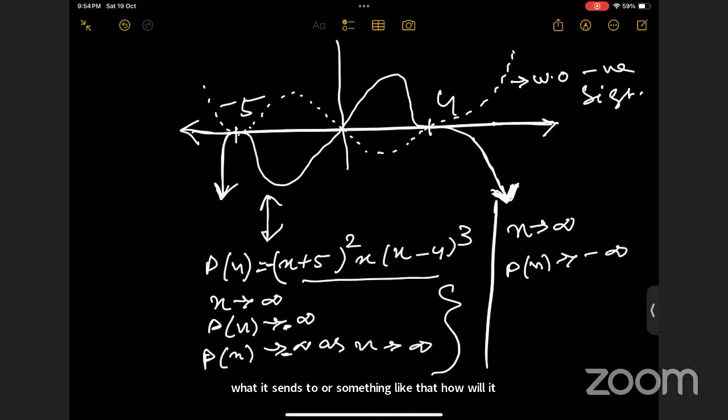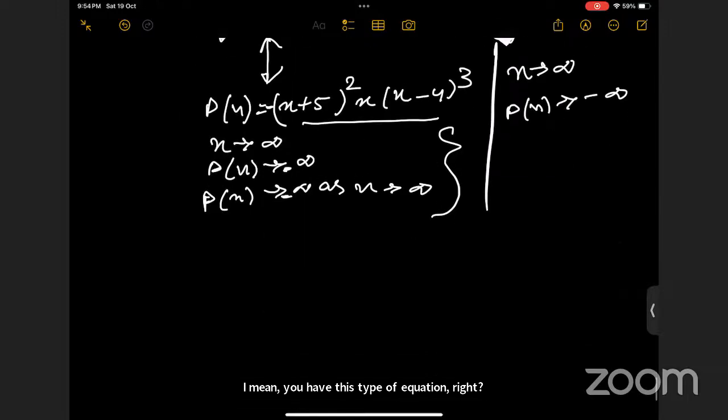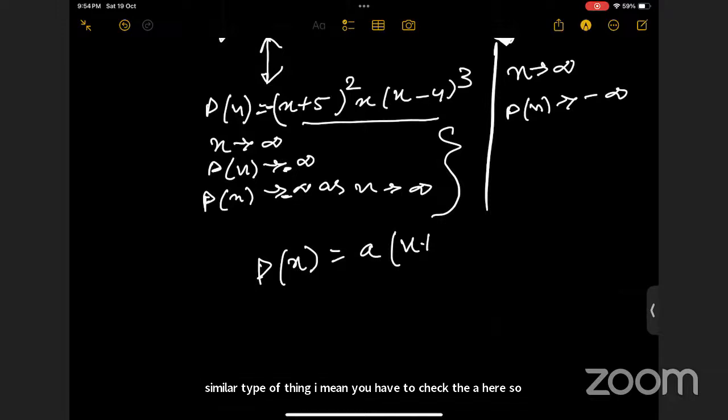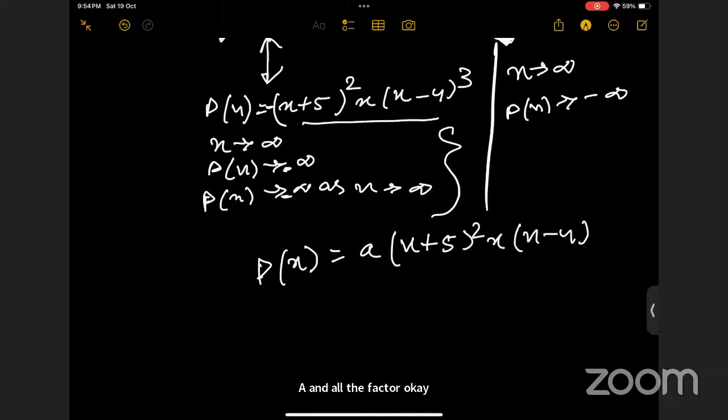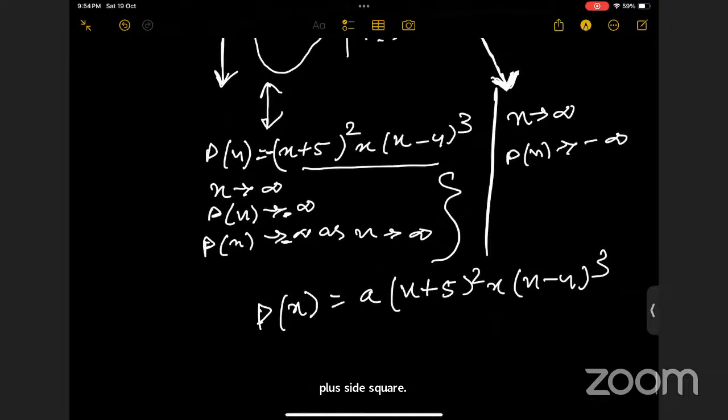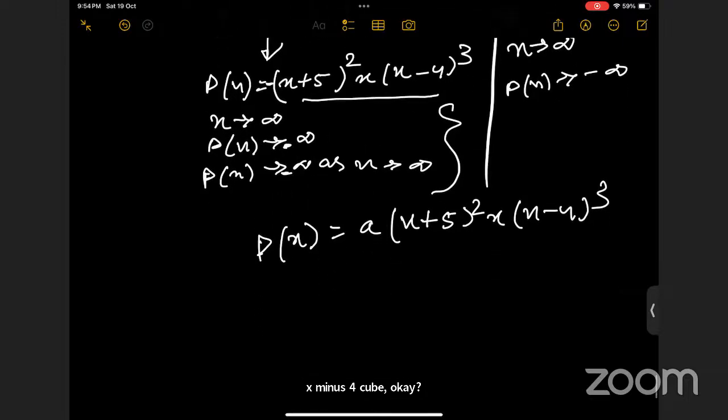I mean, you have this type of equation, right? So similar type of thing. You have to check the a here. So p of x equals a and all the factors, plus 5 squared, x minus 4 cubed. Now we can check the value of a. So p of 0 is 0 here. We know that, right?